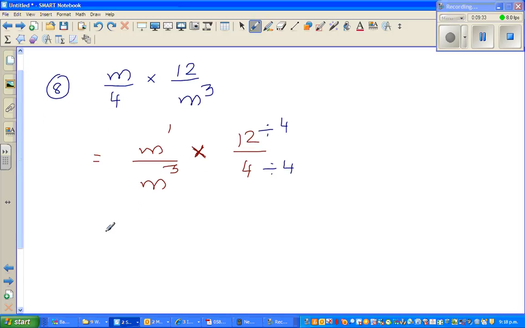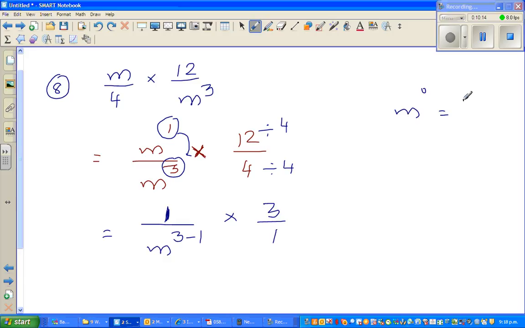So this becomes, and here there's a rule, this is a greater power and this is a smaller power, because this comes down and gets subtracted. So you write 1 over m to the power 3 minus 1 times 12 divided by 4 is 3 over 1. Now you may think, where did this 1 come from? When the m in the numerator comes down, it will be m to the power 0. M to the power 0 you can understand as 1, or any number to the power 0 is 1. This is a way of explaining: because this has gone down, what remains is m to the power 0, and m to the power 0 is 1.